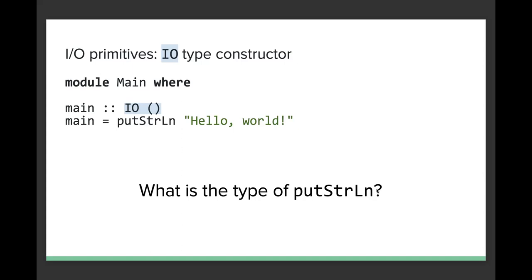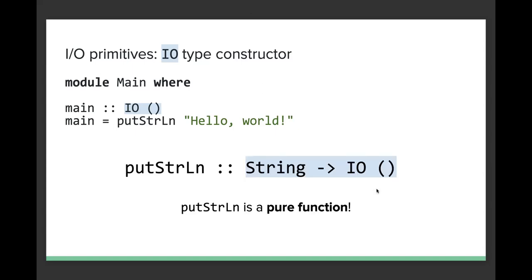Right, so this function, we see that this is a function that we apply to one argument, which is a string, a string literal. And then the result of this function is whatever main is. The type of main is IO of empty tuple. So that means that the type of this function is going to be a function that takes a string and returns IO of empty tuple. Now this is important to understand: this function is a pure function. It does not print anything on the screen.